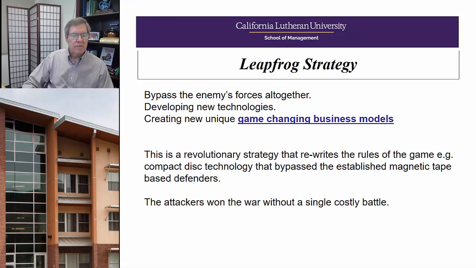Leapfrog strategy. Bypass the enemy's forces altogether. Develop new technologies. Create new, unique, game-changing business models. This is a revolutionary strategy that rewrites the rules of the game. As an example, in the past, compact disc technology bypassed the established magnetic tape-based defenders. The attackers won the war without a single costly battle or using up their valuable resources.